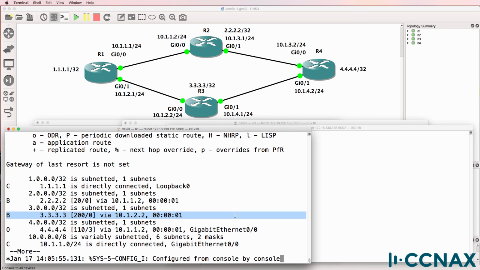Remember, with BGP, we have both EBGP and IBGP. EBGP admin distance is 20. IBGP admin distance is 200. Make sure you know your administrative distances.